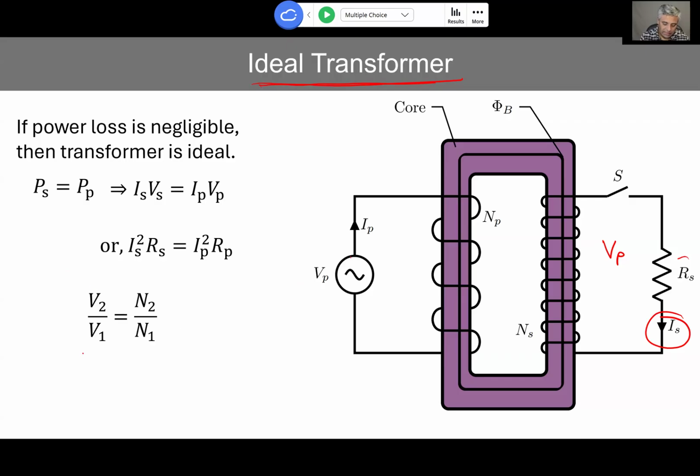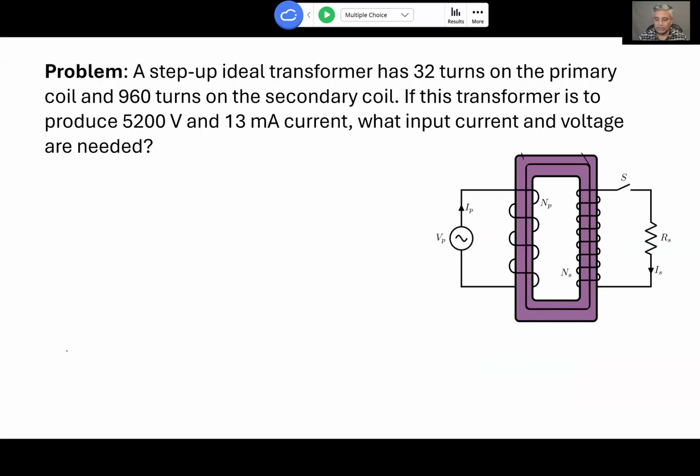So that's why we can interchangeably use voltage and EMF. Okay, so now let's take a look at a problem, like what kind of problem we can expect or solve in a transformer. So in this case, it says a step up ideal transformer has 32 turns in the primary. So primary means NP, number of turns in the primary is 32.